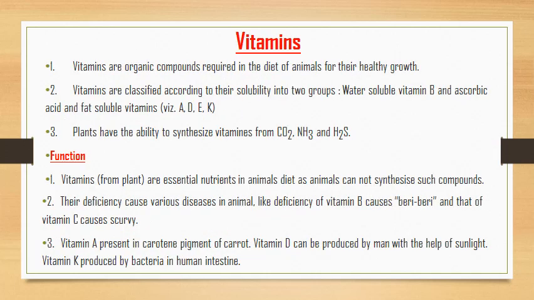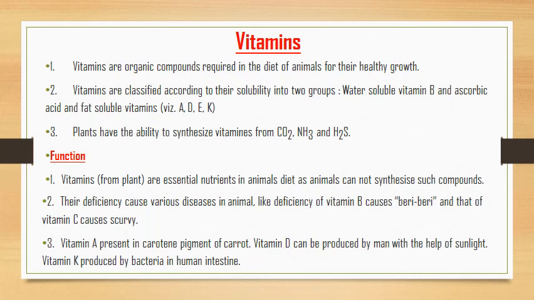Vitamins. Vitamins are organic compounds required in the diet of animals for their healthy growth. Vitamins are classified according to their solubility in two groups. Vitamins are of two types, water soluble and fat soluble. Water soluble vitamins are vitamin B and vitamin C, and fat soluble vitamins are A, D, E, K. Plants have the ability to synthesize vitamins from CO2, NH3 and H2S.